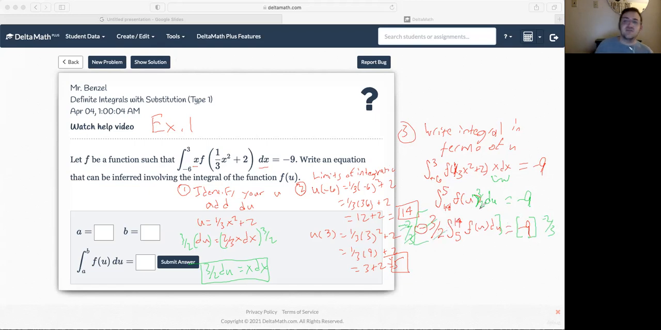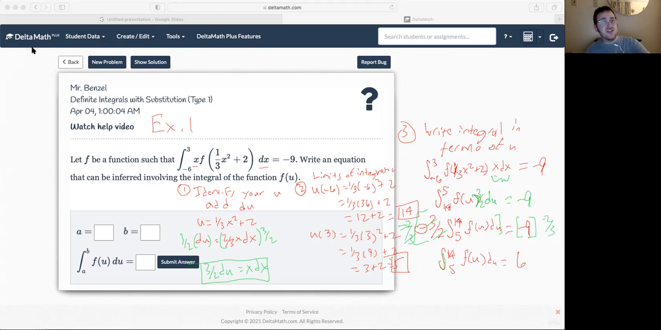And we can see that there's some nice cancellation going on. So -9 times -2/3 equals 6. So I'm going to say then that the integral from 5 to 14 of f of u du is equal to 6. And that is as far as we can go.